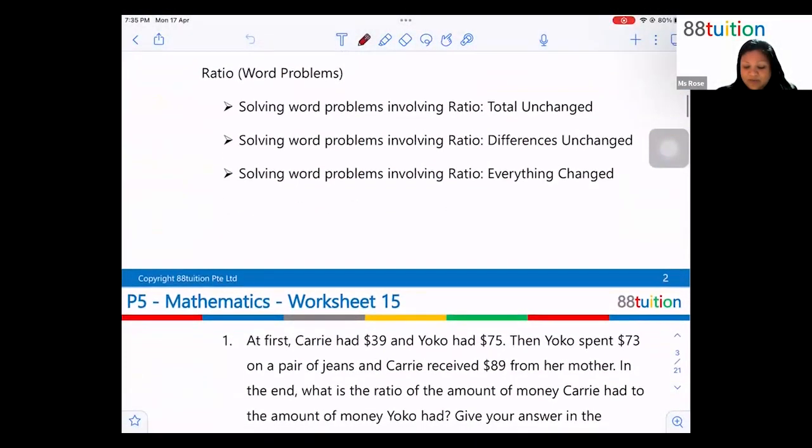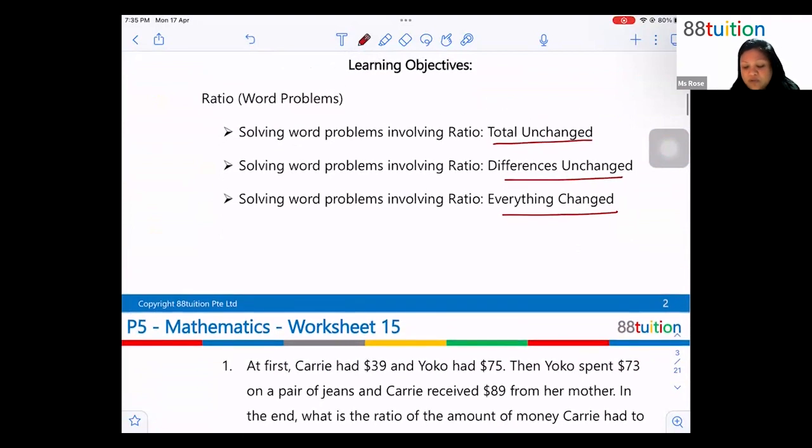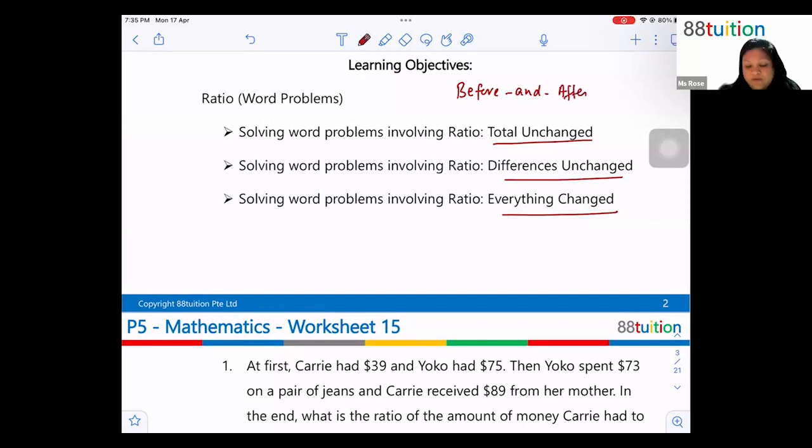So today, the worksheet covers these 3 topics we call the total unchanged, difference unchanged, and everything changed. This is in school, your teachers would call it your, what kind of question? Anyone? Before and after. Yeah, it is your before and after question, okay? Some schools will call it a change question. They all mean the same thing. It involves change taking place.